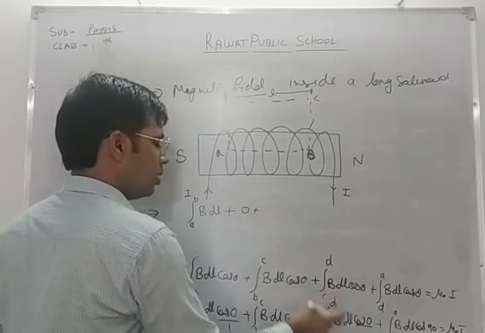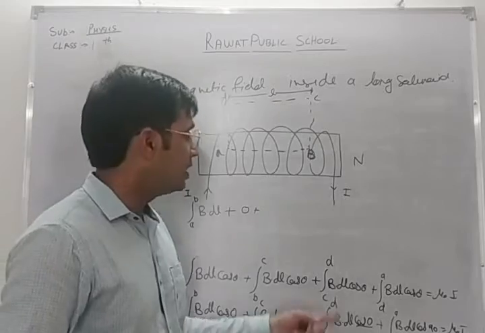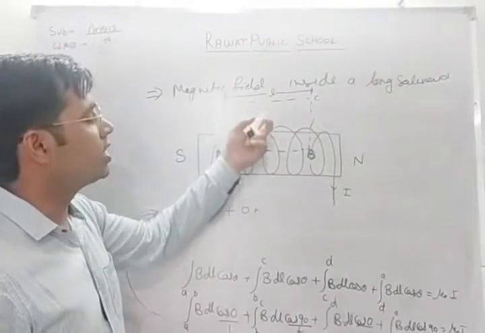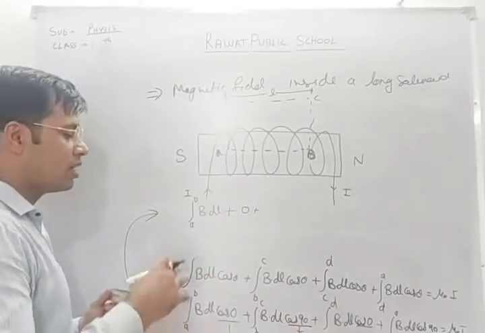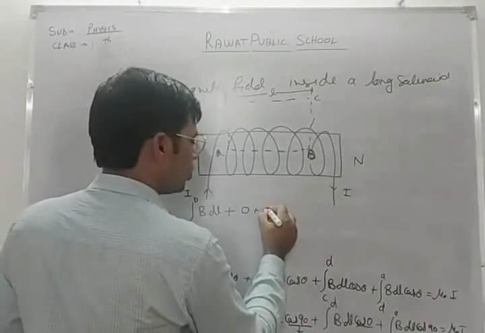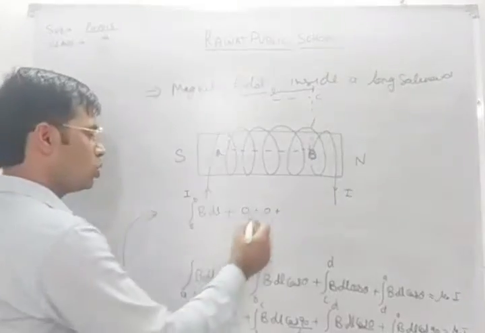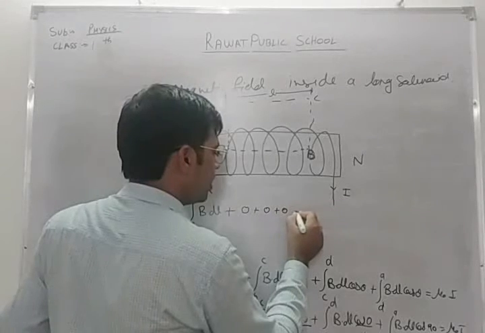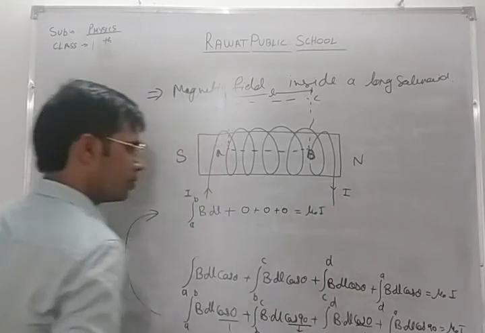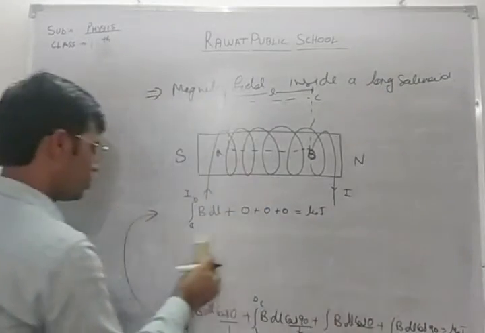Now next is B dot dl cos 0. Cos 0 is 1 obviously. But CD, where is CD? CD is here. It is outside this solenoid. So there is no magnetic field in this region. So it is again 0, plus cos 90. So it is 0. So we need to write it as 0 and it is equal to mu naught I. Okay. Now I am erasing this thing.